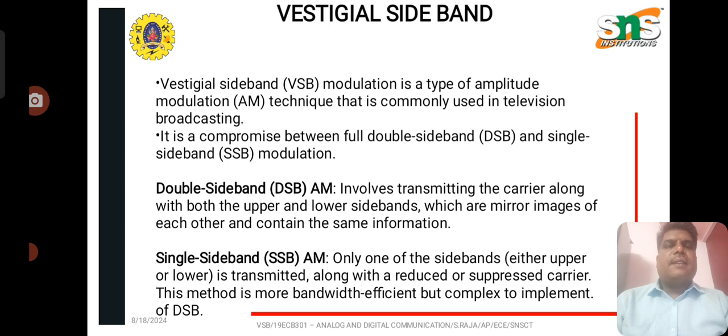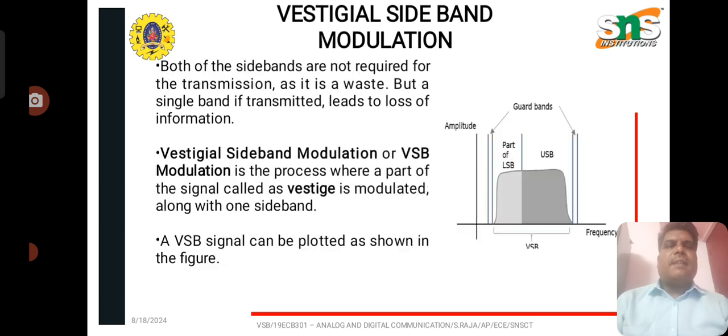Vestigial sideband modulation is a type of amplitude modulation technique that is commonly used in television broadcasting. It is a compromise between full double sideband and single sideband modulation. Double sideband AM involves transmitting the carrier along with both the upper and lower sidebands, which are mirror images of each other and contain the same information. In single sideband AM, only one of the sidebands, either upper or lower, is transmitted along with a reduced or suppressed carrier. This method is more bandwidth efficient but complex to implement.